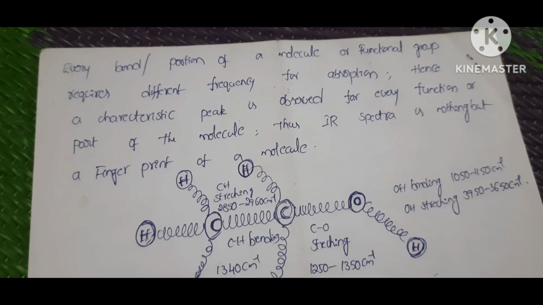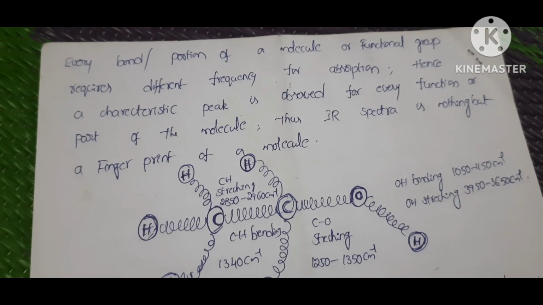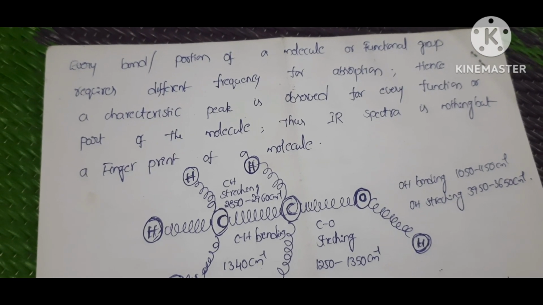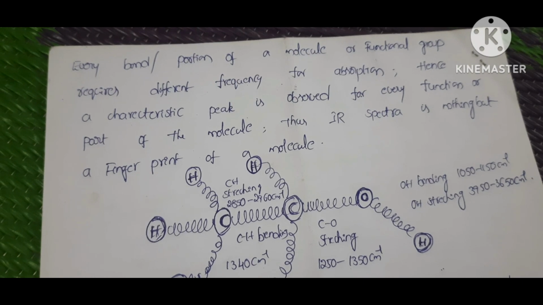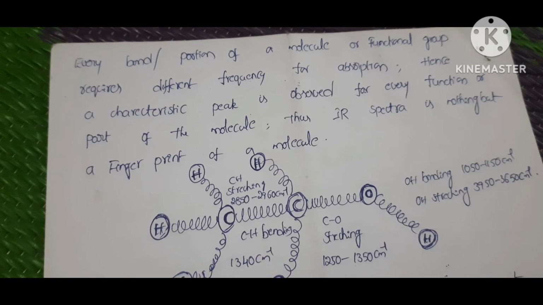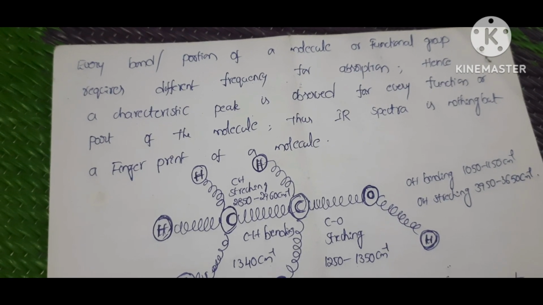Every bond or portion of the molecule or functional group requires a different frequency for absorption of the IR rays. Hence, a characteristic peak is observed for every functional group or part of the molecule. Thus, the IR spectrum is nothing but a fingerprint of a molecule.